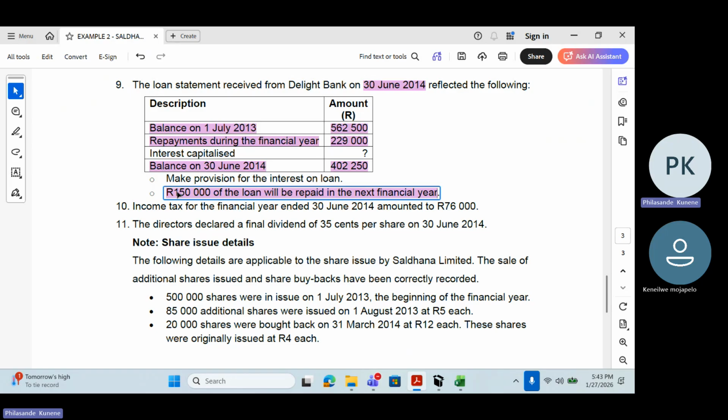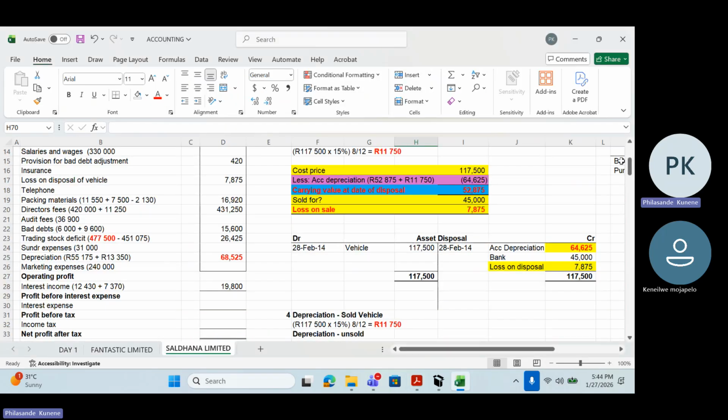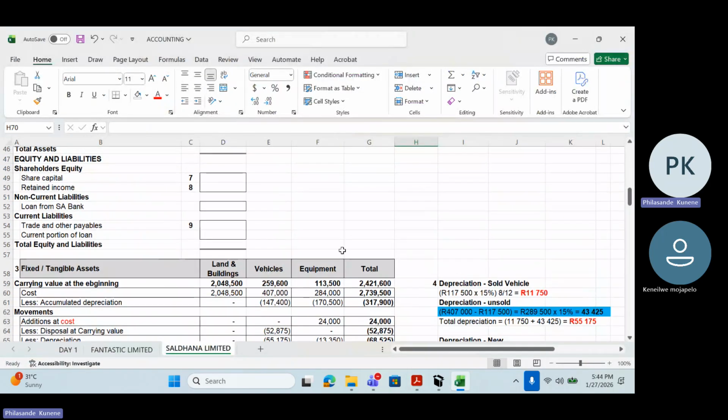But what is more important about this amount, they're trying to show that it will be the current portion of loan that will be recorded in the balance sheet. Because current portion of loan is the amount that will be repaid within the next 12 months, right? When they say within the next financial year, 150 will be paid, which means in this balance of 402, included here, there's current portion of loan. So when I go to my balance sheet, I will say current portion of loan, I will record 150,000 here.